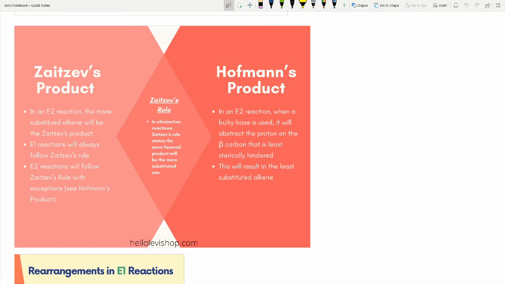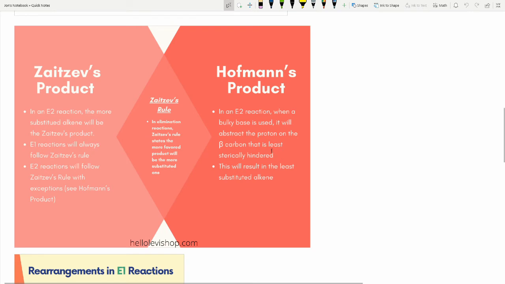Now, with this in mind, you will always see the Zaitsev's product as the major product in E1 reactions. Now, let's move on to the stereochemistry portion of the E1 reaction for a second. Now, if we recall that the E2 reactions require an anti-periplanar geometry for the reaction to occur, that's because the E1 reactions involve the formation of a carbocation, which is flat, no specific geometry is needed for that step.